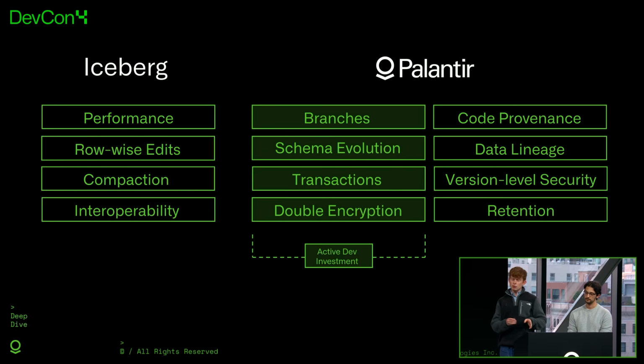On top of these table features, all of the existing data platform features that you'll be used to in Foundry will continue to work on Iceberg datasets. So things like code provenance, being able to jump into the code repo that your dataset came from, data lineage, being able to view your full enterprise pipelining, version level security, and then maintenance tasks like retention will continue to work.